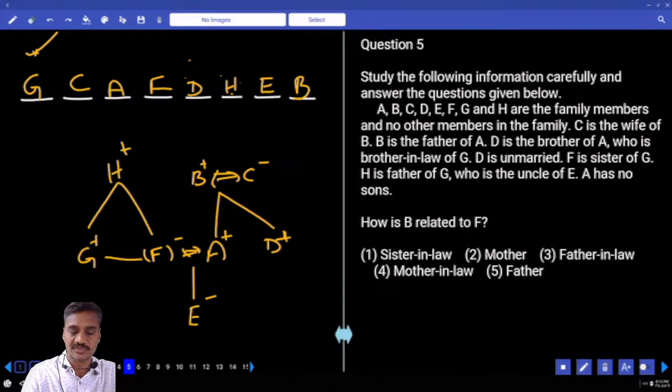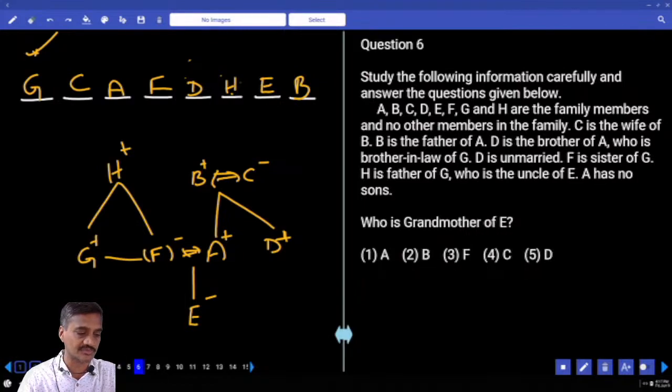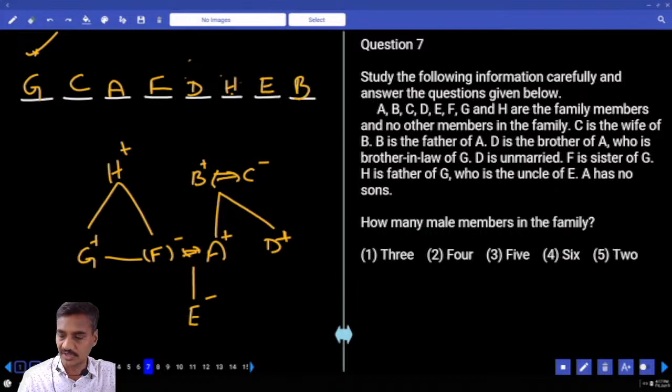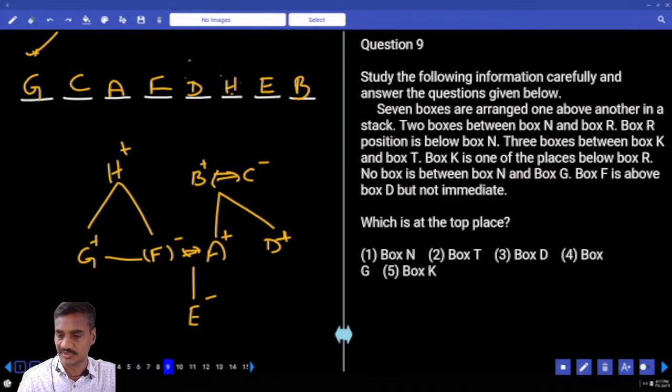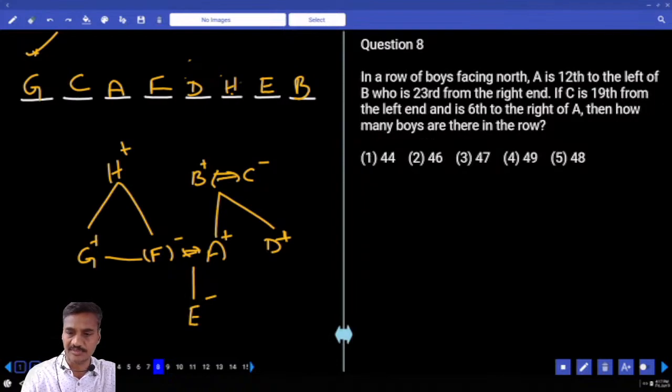F's husband's father, that is father-in-law, choice 3, question number 5. Who is the grandmother of E? E's grandmother is C, choice 4, question number 6. And 7, how many male members are there? 1, 2, 3, 4, 5, so 5 persons, choice 3, question number 7. Then coming to 8.